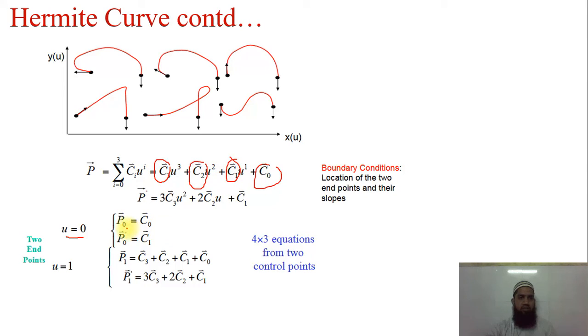For p of 0, and for p dash, I'll get only the value of C1, because here both values will be 0. Once I put the value of 0 here, you may see this is a p and this is a p dash. The dash is not visible here.